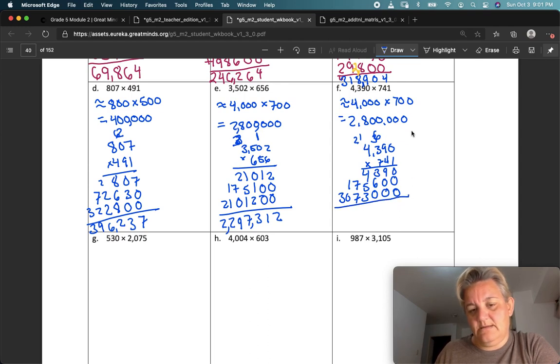Okay. Are you noticing all these math facts? I hope you know your math facts. I hope you've been practicing them. 9, 10, 11, 12.